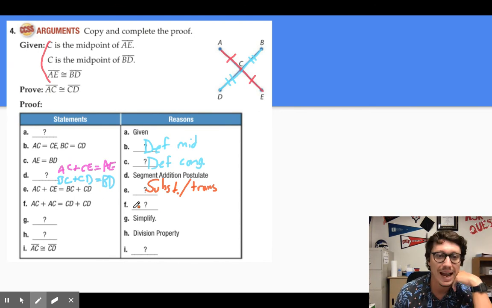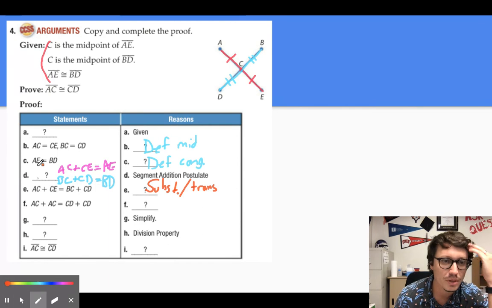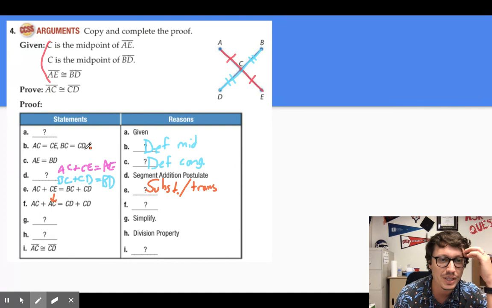Okay, now here in F, AC plus AC. Notice here, again, we are changing CE to AC because we said up in statement B that AC is equal to CE. So if CE is equal to AC, we can just replace it with another AC. And same thing up here. We said that BC is equal to CD. And since we used BC, that means we can also replace it with CD again. So we have the substitution property there.